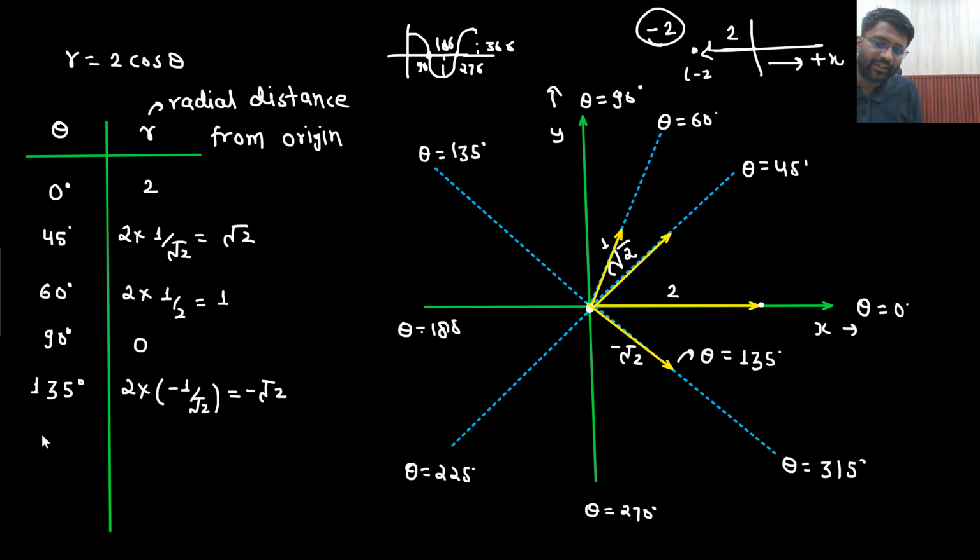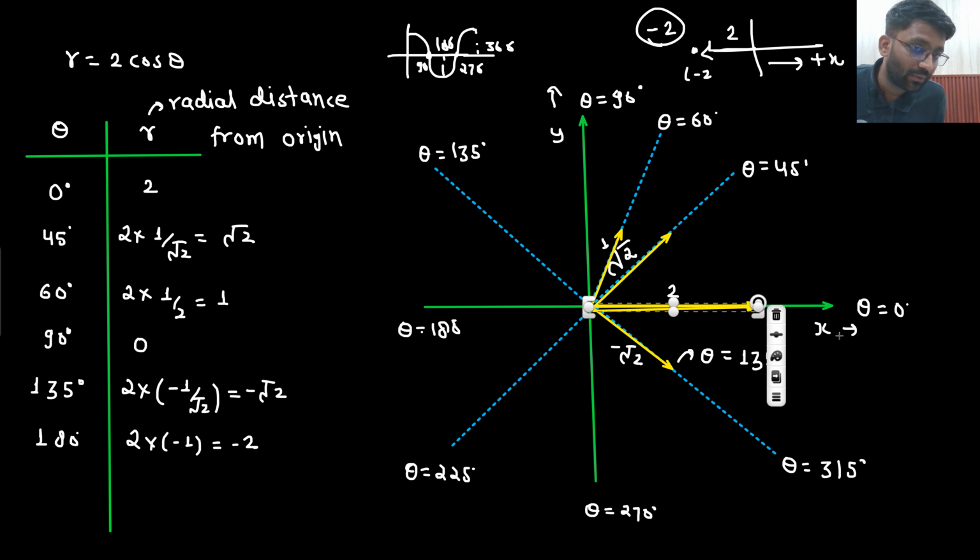When theta is 180 degree, then what will happen? The value will be 2 into minus 1, that will be minus 2. So when theta is 180 degree, you need to move for a distance of 2, but in the opposite direction. That means you will again come back on this point. Are you able to understand this point? You are supposed to move for a distance of 2, but in the opposite direction, so you will again come back to the same point. Is that understandable to you?